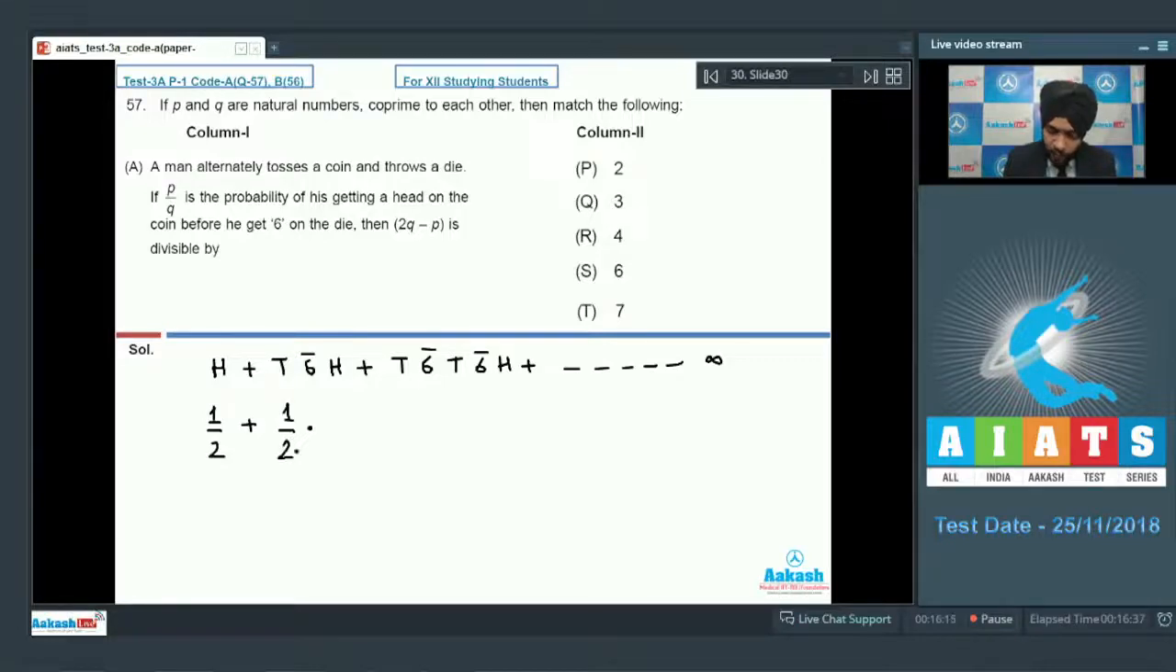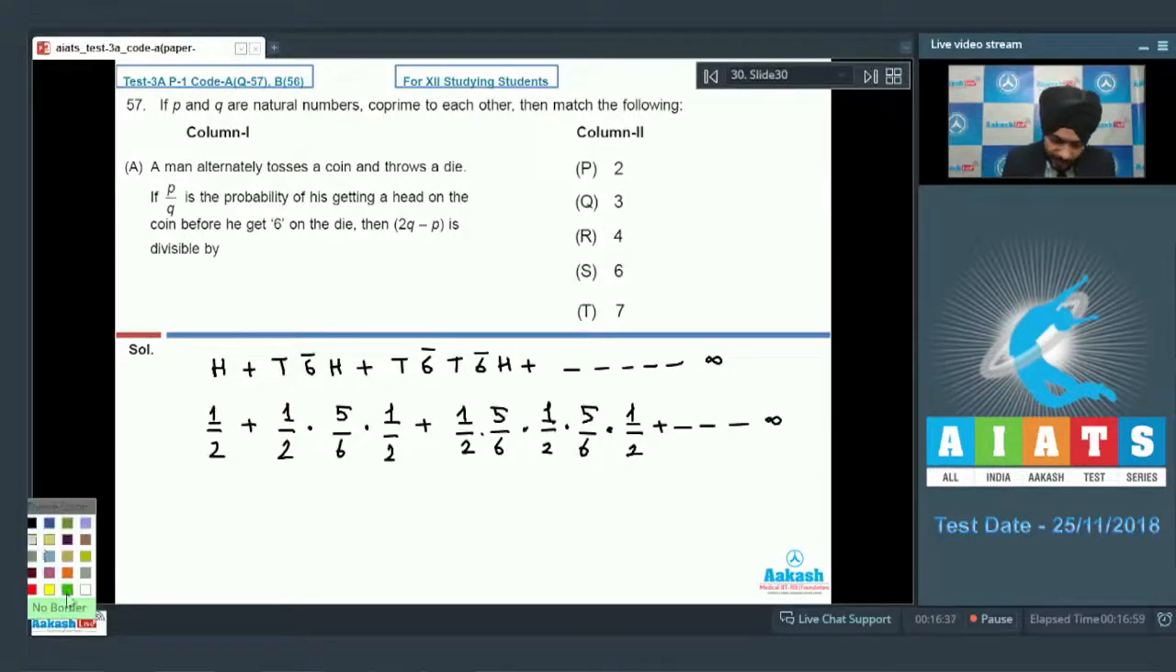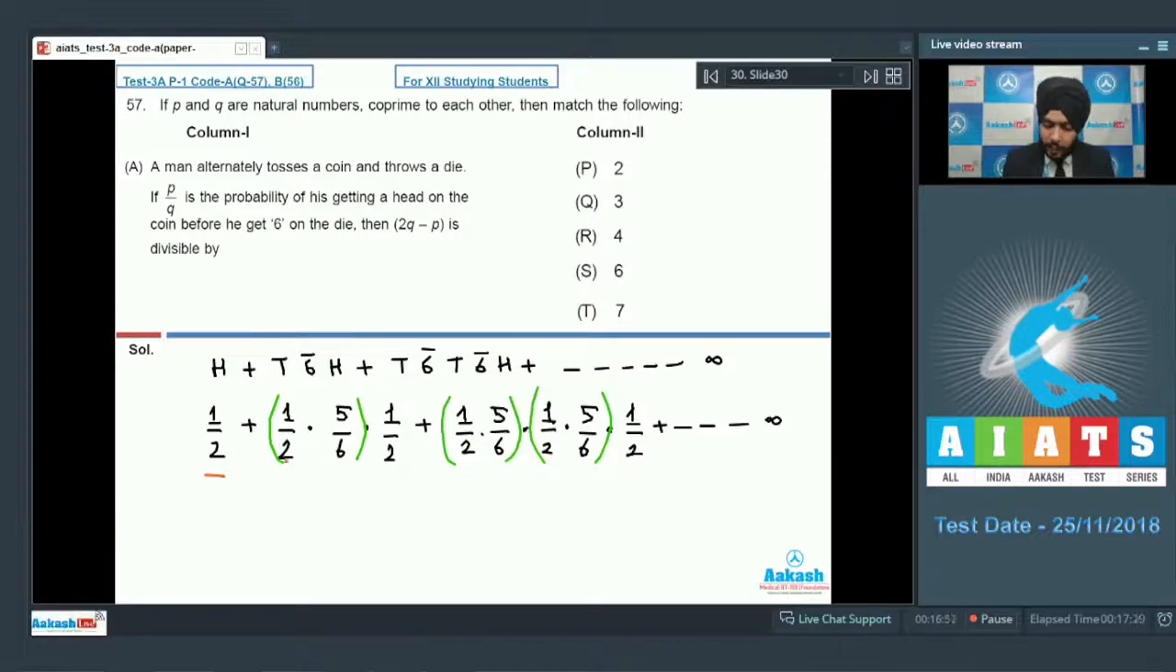1 by 2. What is the probability that the dice is thrown and 6 does not come up? 5 by 6. Probability of head? 1 by 2. This is 1 by 2 into 5 by 6 multiplied by 1 by 2 into 5 by 6 multiplied by 1 by 2 and so on. So students, if you observe, it is an infinite GP. This thing is the common ratio. First term is 1 by 2. This is A into R. This is A into R into R. So AR square.